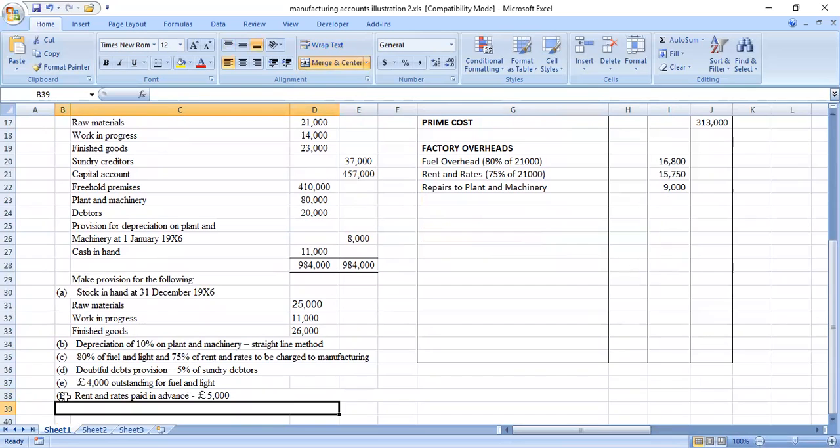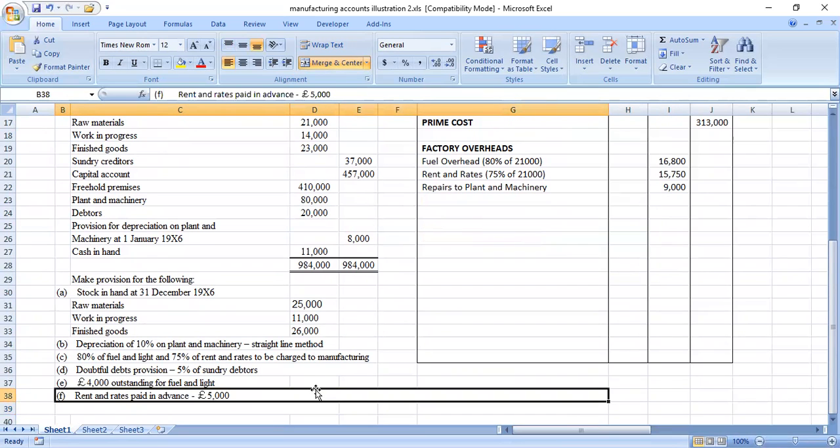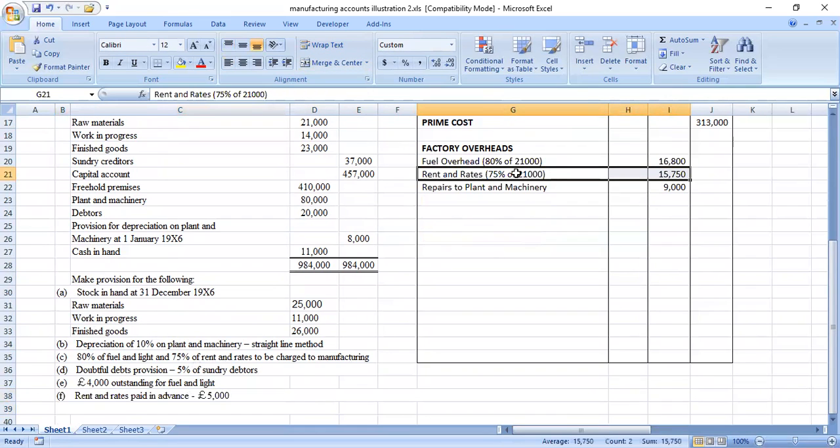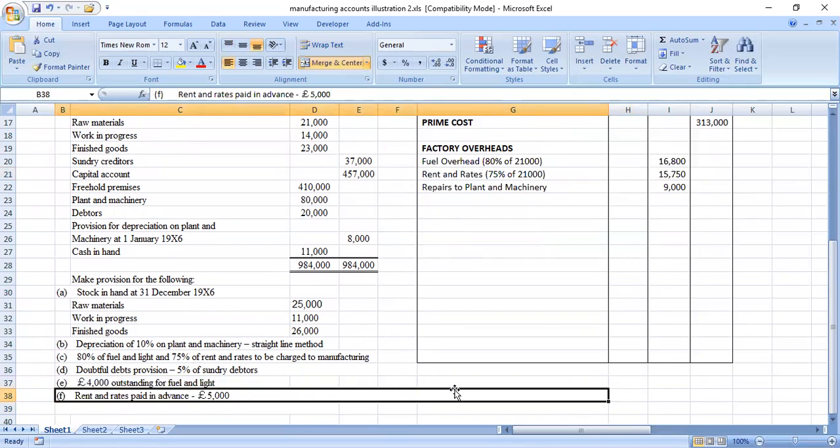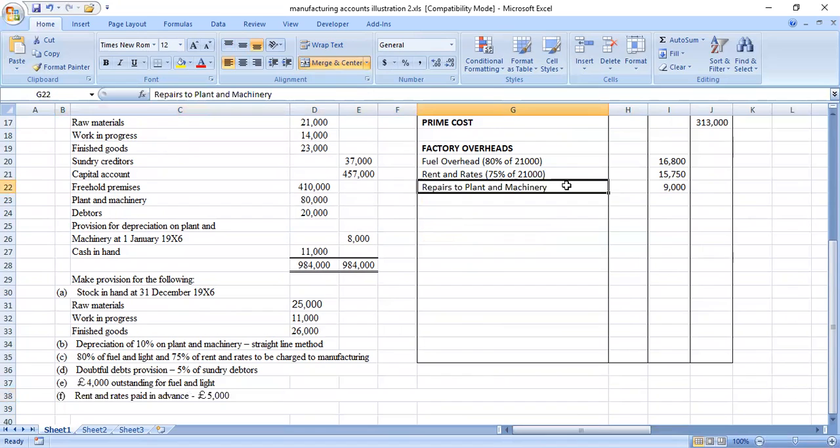Sijui kama tulikuwa tunafaa tuweke hapa. Rent and rates paid in advance. This is something that we have skipped, yeah? It needs to be incorporated in the rent and rates here. Kwenye nimehighlight, sindio? Yes. You can see that additional information number F. Yeah, so we incorporate that additional provision.